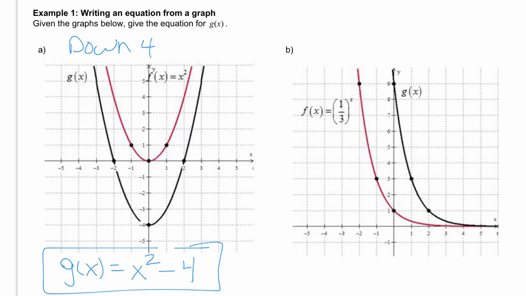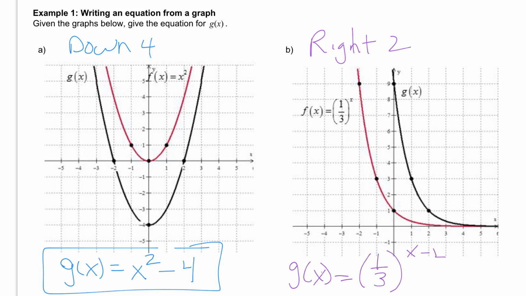So we can conclude that this graph is going to the right by 2. And since we're starting with this exponential function, right 2 is going to be inside that exponent with a subtraction sign. So we can say the g of x function is equal to 1/3 raised to the x minus 2.